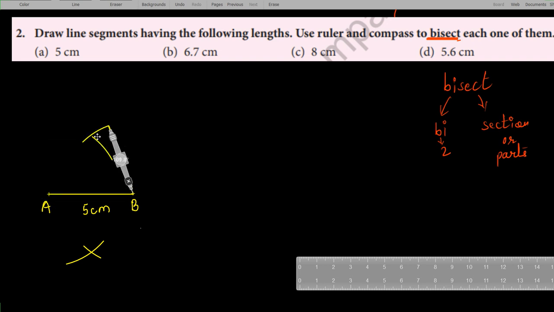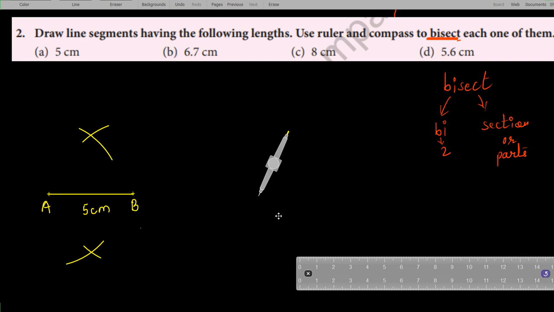You can see this, my arc above is not getting intersected. So what I'll do, from A, I will cut an arc again. I'll extend my arc a little so that I get a point of intersection. You can see both the arcs are cutting each other.